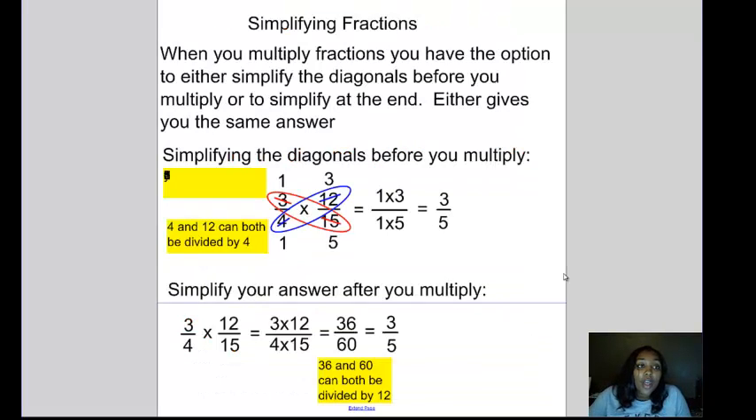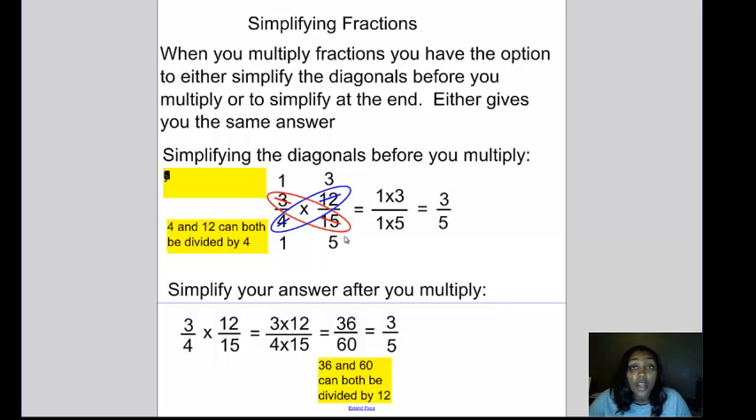So, simplifying. When you simplify fractions, you have the option to either simplify the diagonals before you multiply or to simplify at the end. Either gives you the same answer. So when you're simplifying the diagonals before you multiply, you basically look at the numbers diagonal from each other and see if you can simplify them.